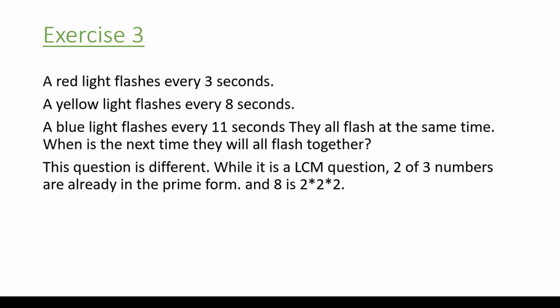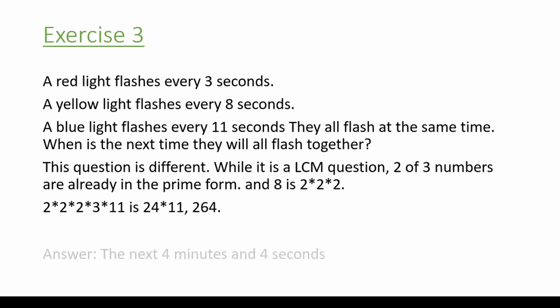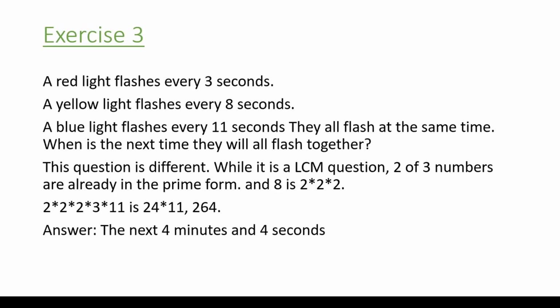This question is different from the previous lowest common multiple one we've done. We can tell that it is an LCM question, but 2 of the 3 numbers are already in prime form, and 8 is 2 times 2 times 2. So 2 times 2 times 2 times 3 times 11 is 24 times 11, or 264. So the answer will be the next 264 seconds, the next 4 minutes and 4 seconds. Answers like that will get you the marks that you want to pass. So honestly, they will probably say the time is 4 o'clock, and then you'll have 4:04:04, or something like that.